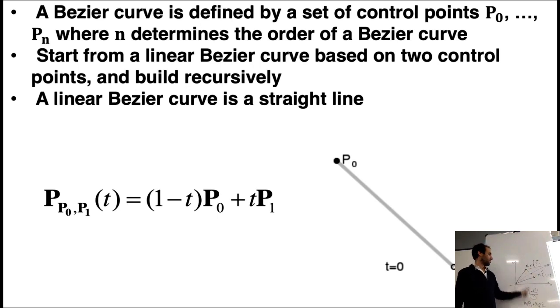Where will I be? How do I calculate this? I can do 90% of P0, which is multiplying P0 by 0.9, right? Maybe I divide this into 9 pieces and just take 9 of them. And then I add P1, but only multiplied by 0.1. So it's going to be something like that. I add P1, and I end up here.